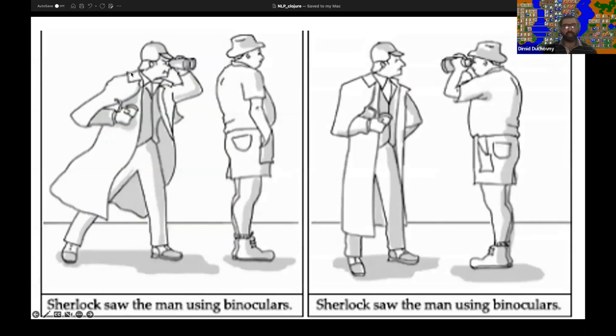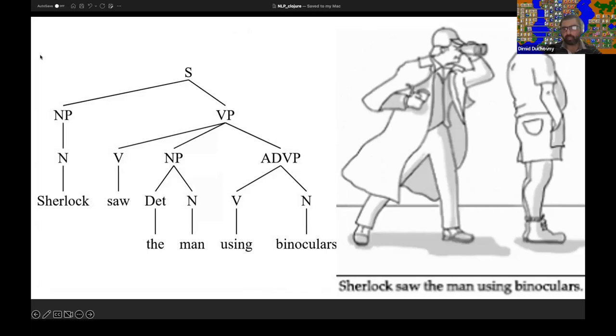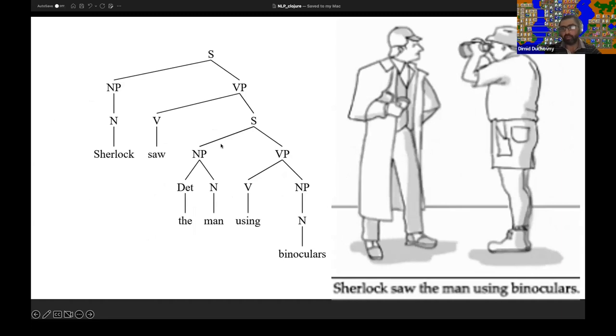Okay, let's talk about another interesting type of ambiguity. When we have the sentence, Sherlock saw the man using binoculars, it actually allows two meanings, right? Either Sherlock is the one who is holding the binoculars and looking at another man, or Sherlock is looking at another man and this other man is using binoculars. So for example, if we look at the syntactic tree, we can see how the S stands for sentence. If Sherlock is the one who's using the binoculars, we have here a noun phrase with Sherlock and a big verb phrase where the main verb is saw, and the man using binoculars, and so on. On the contrary, if this other man is the one who is using binoculars, we have here a different meaning. We have here another noun phrase, the man using binoculars.